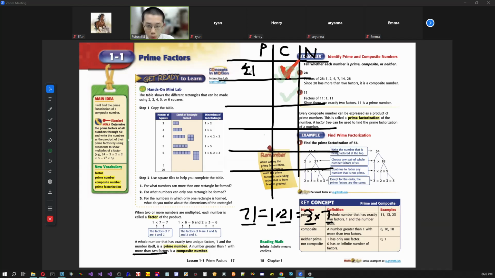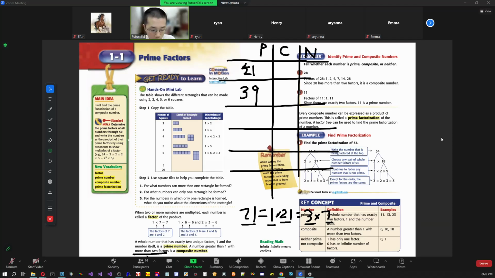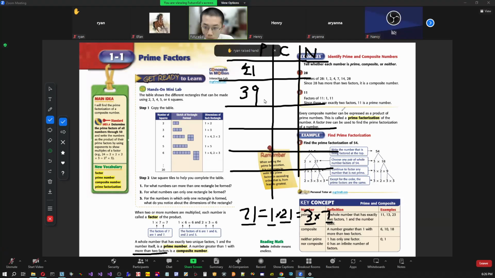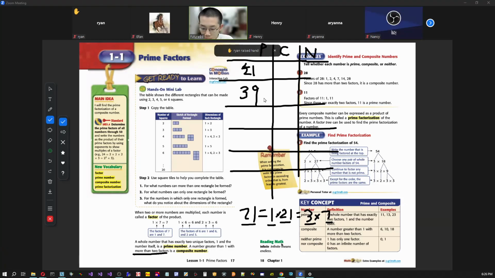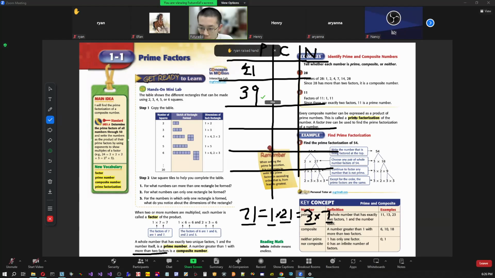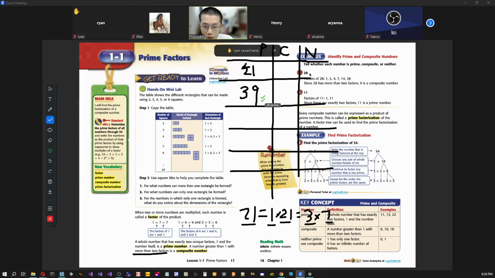Okay, so instead of 21, let's try another number. I'm going to clear all the drawings here. Let's try 39. Is 39 a prime or a composite number? Okay, Nicole, can you tell me whether 39 is a prime or a composite number? And yes, Emma, we are doing Kahoot. If you haven't seen at the top, the Kahoot link is in the chat.